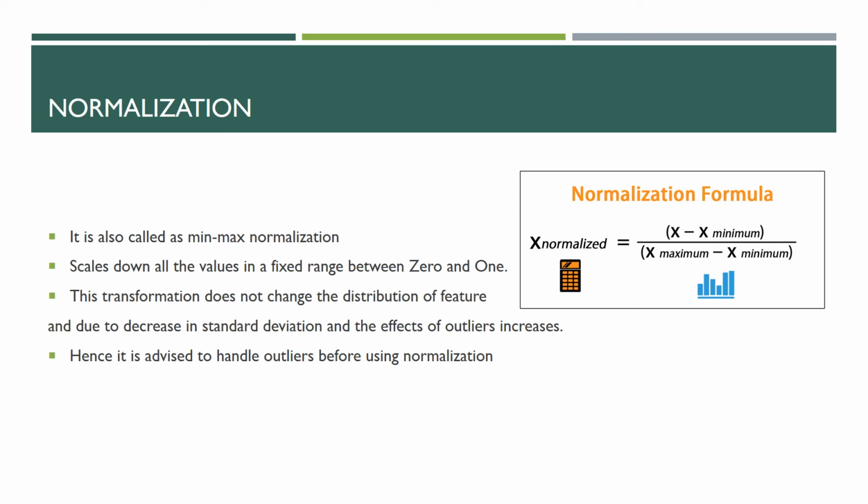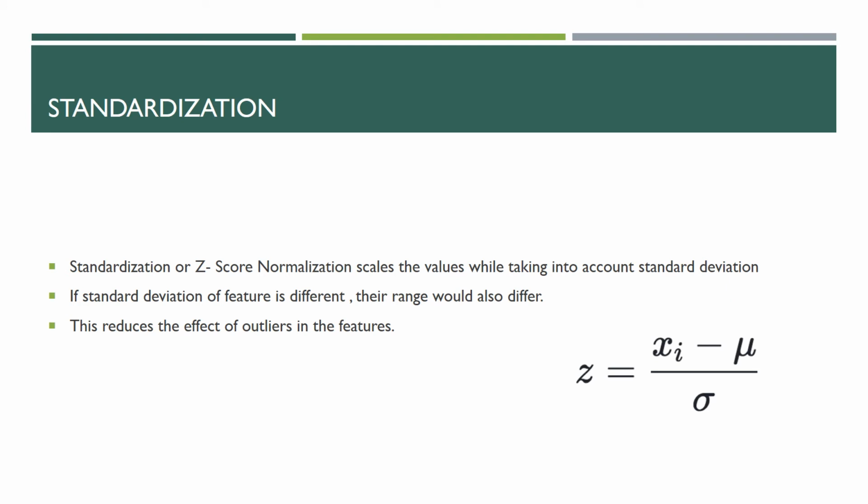The second one is standardization or Z-score normalization. This scales the values taking into account the standard deviation. So this fills the gap which normalization had. If the standard deviation of the feature is different, the range would also differ, so it will not have the effect of the outliers. And the formula is z equals xi minus mu upon sigma, where mu is the mean and sigma is the standard deviation.